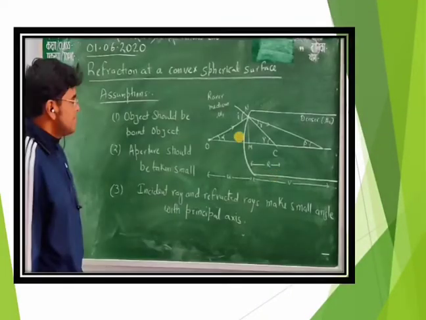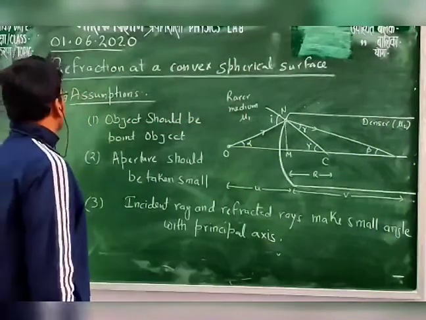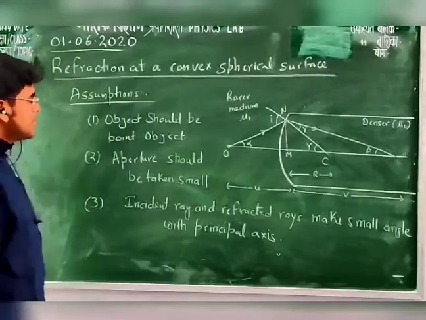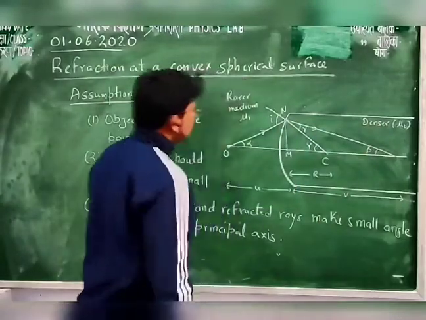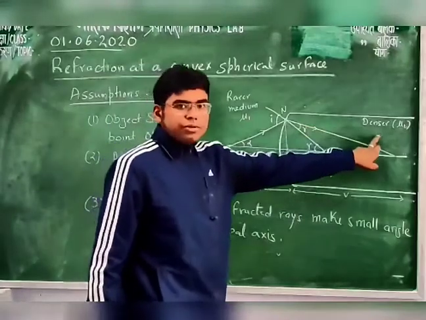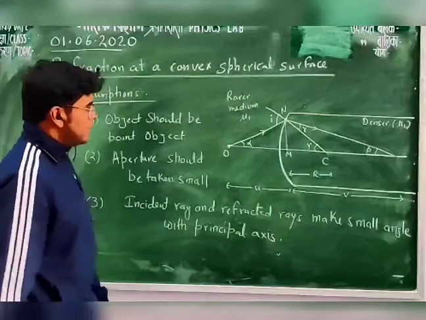Now I'll use chalk and duster to explain this. Students, we are going to study refraction at the convex spherical surface. This is a convex spherical surface. The refractive index of the outer medium is mu1 and of the inner medium is mu2, considering mu2 to be denser with respect to the outer medium.